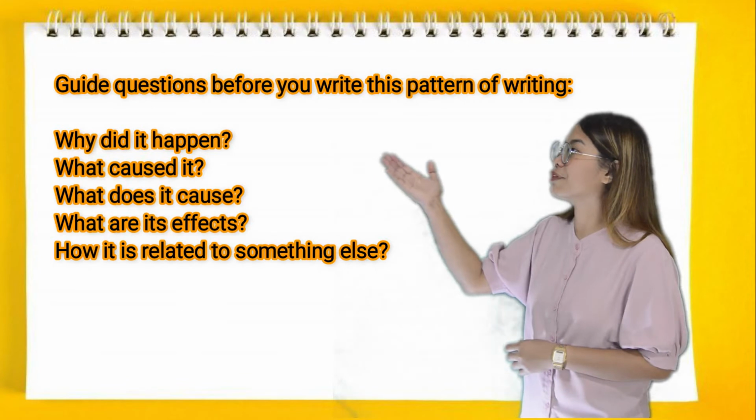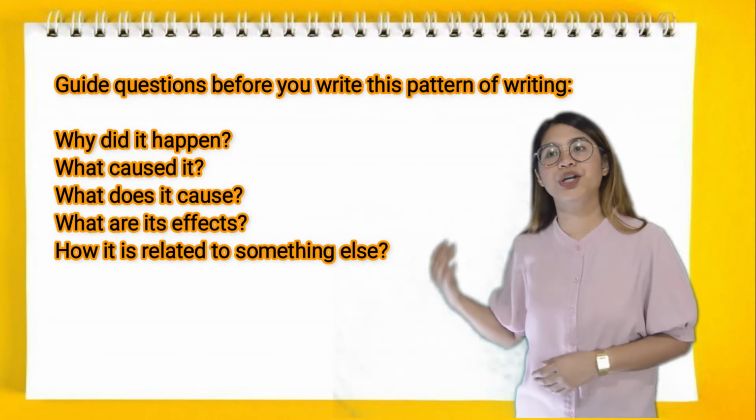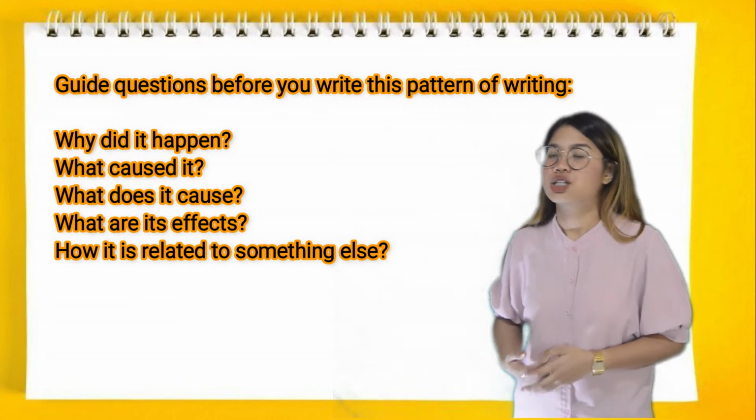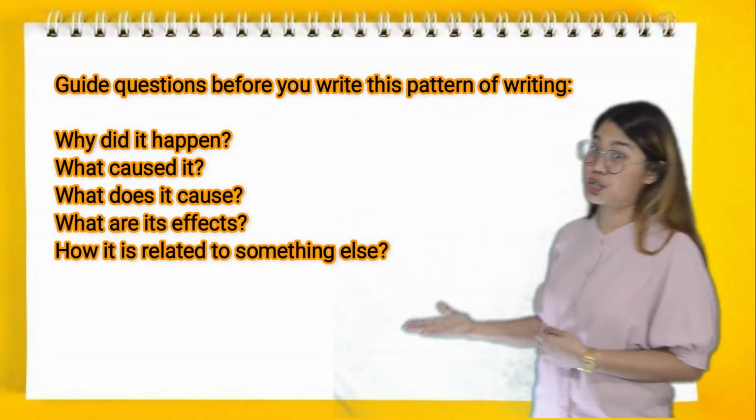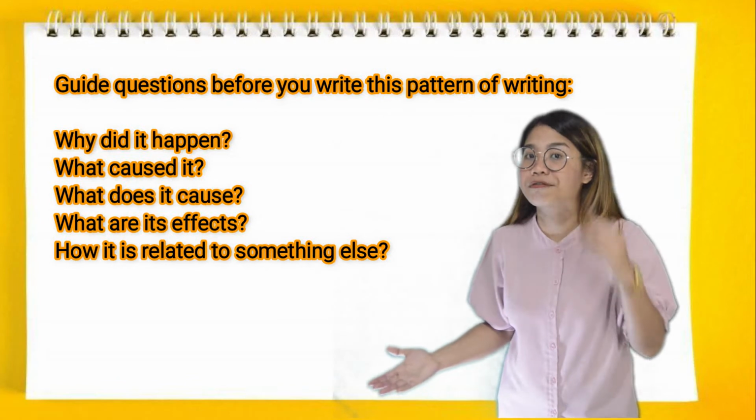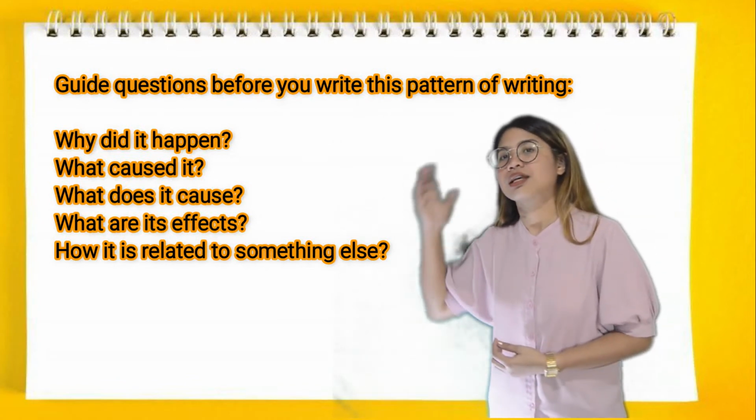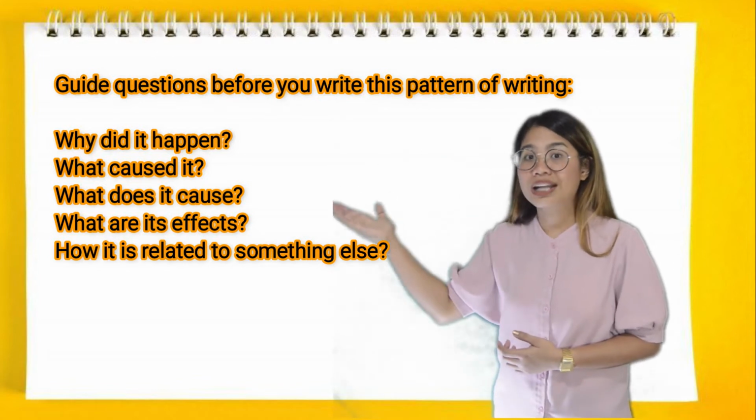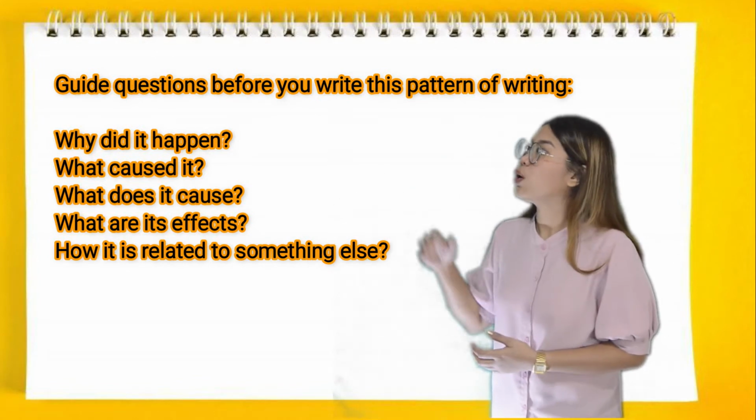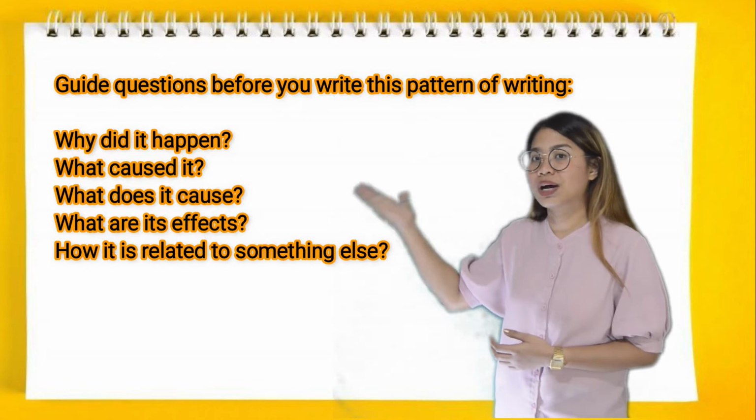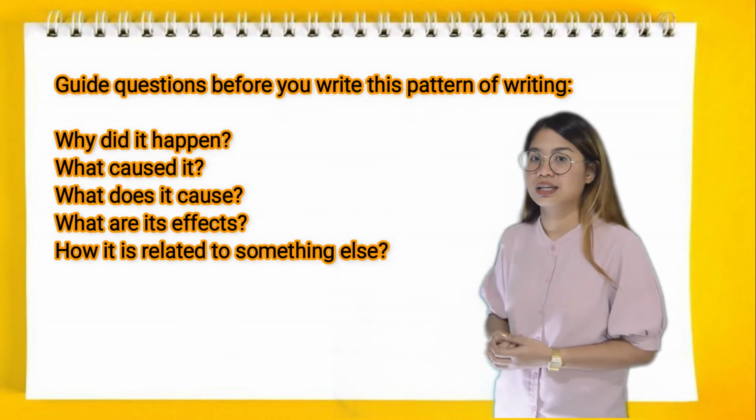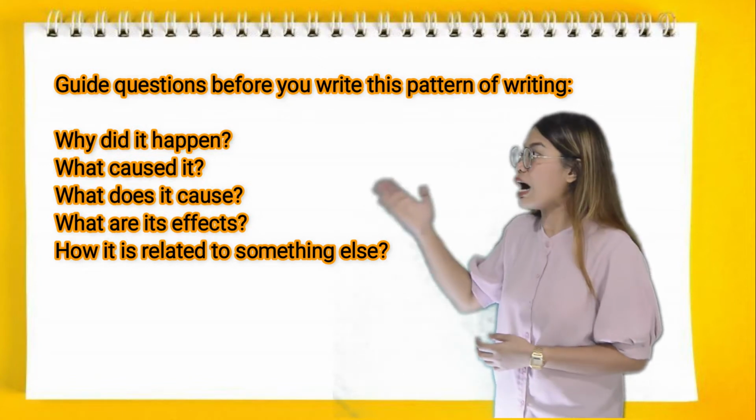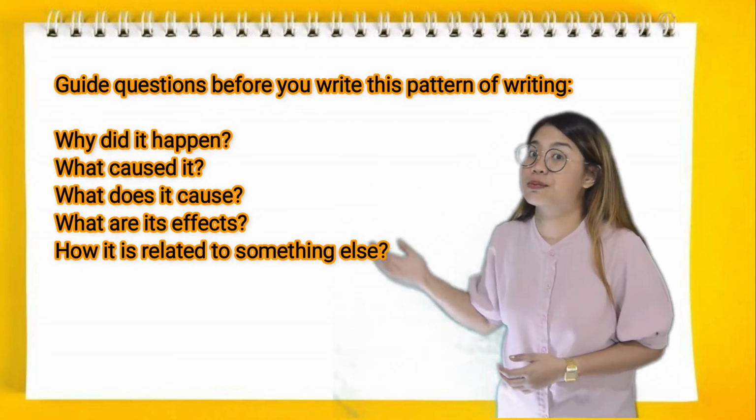Here are some of the guide questions before you write this pattern of writing. You can use these guide questions before you write. So we have, why did it happen? What caused it? What does it mean or what does it cause? What are its effects? And how is it related to something else?